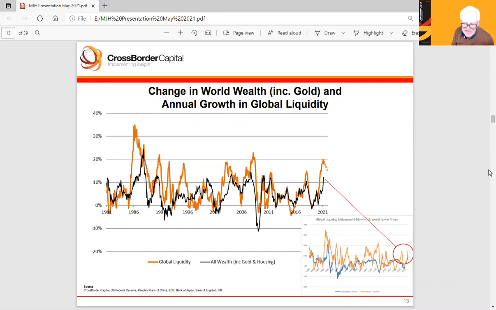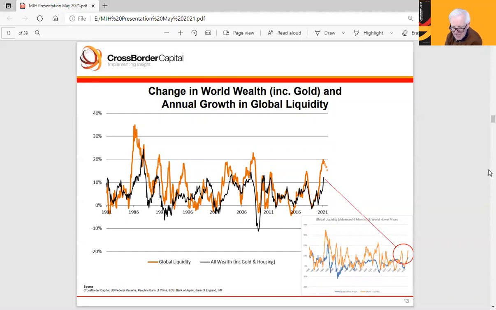Anyone that doubts that liquidity is important ought to look at these charts. The bigger one is looking at the change in world wealth. That's measured in terms of all world wealth, including gold, house prices, financial assets, fixed income, equities, liquid assets, everything that's in there in that black line. The orange line is the growth rate of liquidity. The dotted line that runs through to the end of 2021 is just our projections of what the growth rate is likely to be through end year.